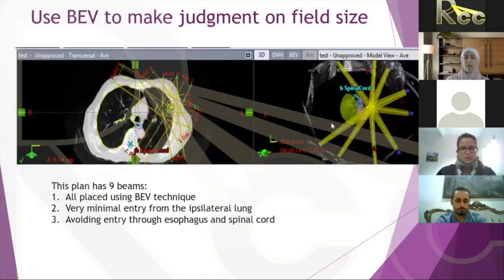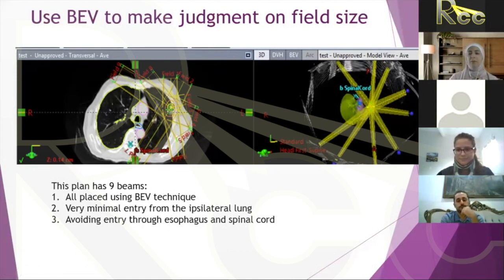In this particular case, I don't have patient information. As I said, all the cases I'm showing you are clinical cases, okay? So in this particular tumor, we ended up using 9 beams, all placed using the beam eye view technique. And because you're doing beam eye view technique, the contralateral lung for the most part is being spared. Nothing going through the heart and nothing going through the spinal cord.